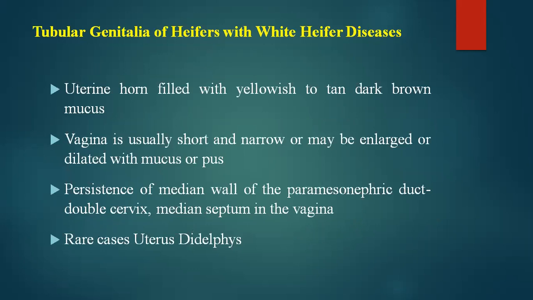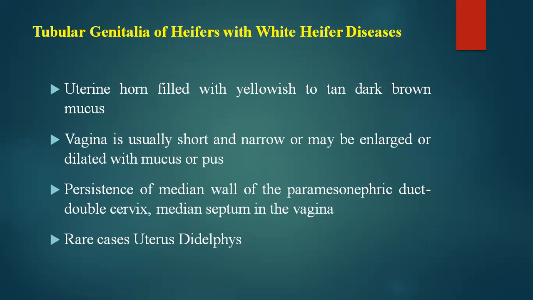Uterine horn filled with yellow to dark tan brown mucus. Vagina is usually short and narrow, or maybe enlarged or dilated with mucus or pus. There can be persistence of median wall of paramesonephric duct, double cervix, median septum in the vagina.